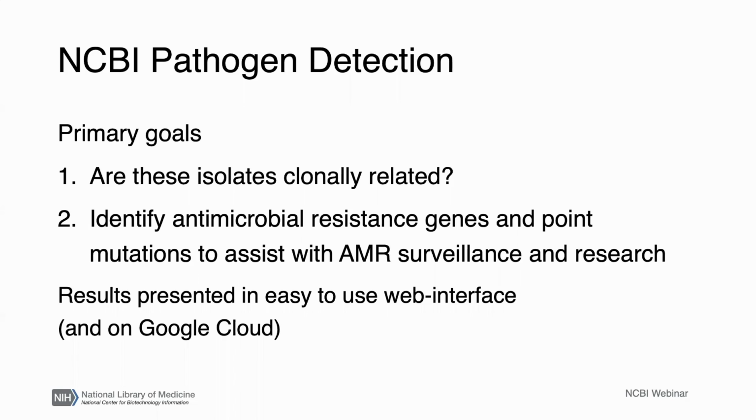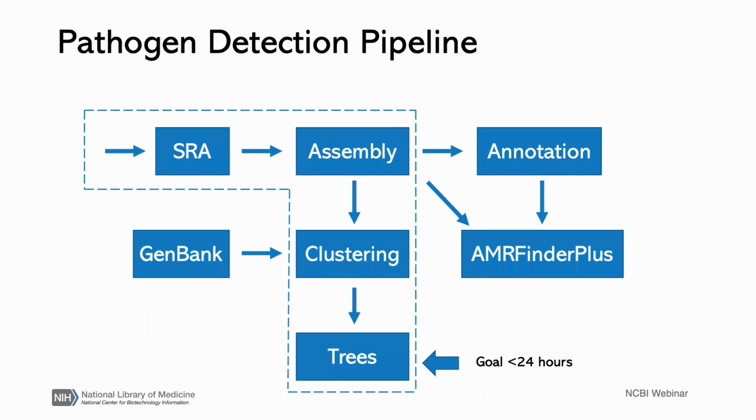So what is that pipeline trying to do? It has two primary goals: to answer the question, are these isolates clonally related? Could they be part of the same point source outbreak or things like that? And then the other is to identify the antimicrobial resistance genes and point mutations to assist with AMR surveillance and research. And we present the results of this pipeline in an easy-to-use web interface, and importantly for this talk, on Google Cloud. So how do we do that?